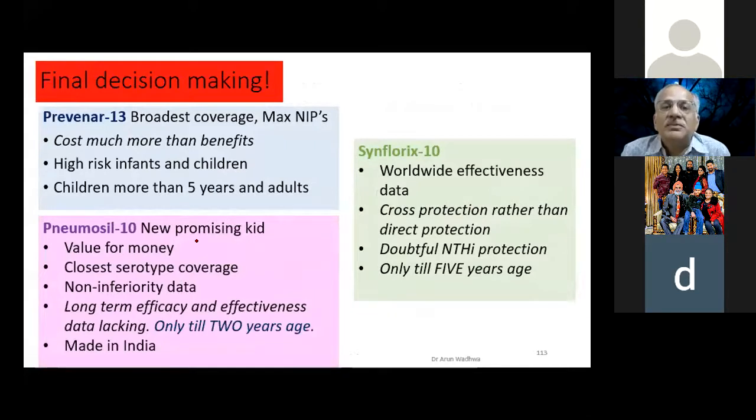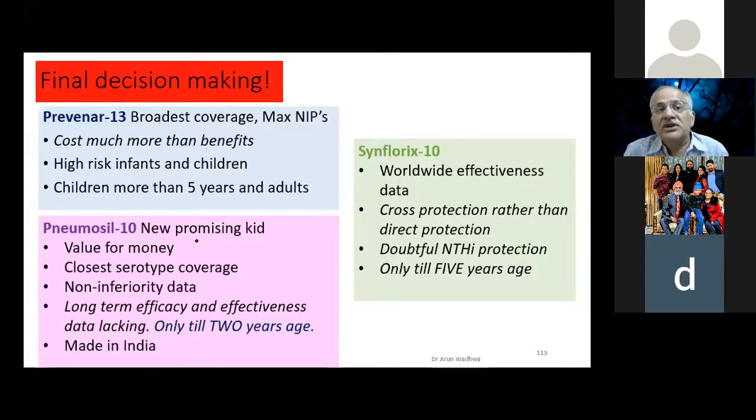PCV13 offers the broadest coverage. Obviously, it has 13 serotypes. It has been present in the maximum NIPs. Cost is much more than the benefit. So if you get 2 to 3% extra advantage, whether you are really willing to pay that much cost, if the patient are willing, definitely you should take that, because it is the old standard vaccine which has been in use for a long time, good efficacy data, but the cost is double for those 2-3%.